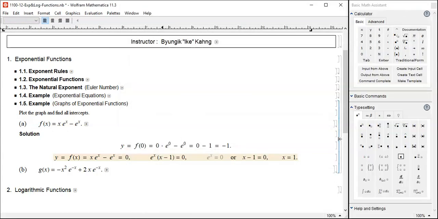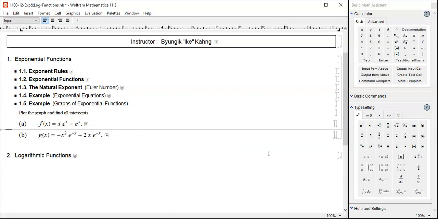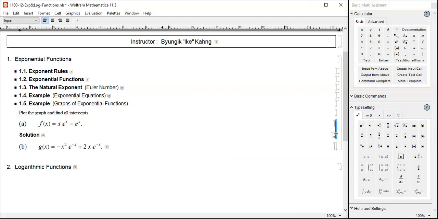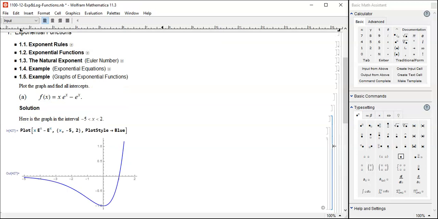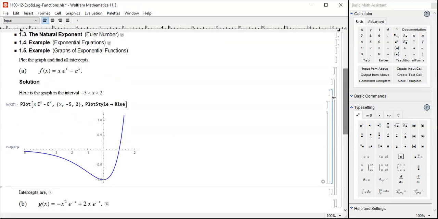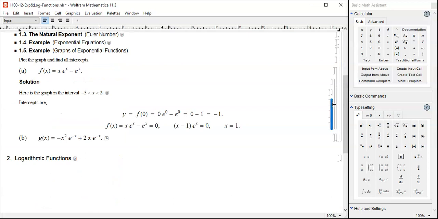So when you solve a transcendental equation, don't panic. Keep the right-hand side equal to 0 and factor it. Here's the solution. Graph. Okay. And then intercepts. Y-intercept, plugging in 0. X-intercept, set the function equal to 0, and solve for x.